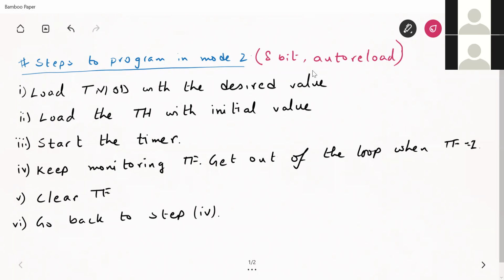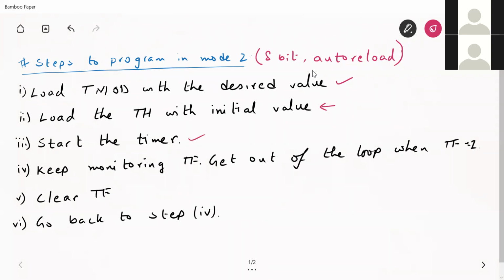So look at the first step, load TMOD with the desired value. I think this one is very simple, same as mode 1, there is no difference. But there is a difference in the second step. If you see your previous class notes, you will see that in this step, we used to load both TH and TL with the initial value. But now, in case of mode 2, you will load only TH. You will not touch TL. This is one of the main differences.